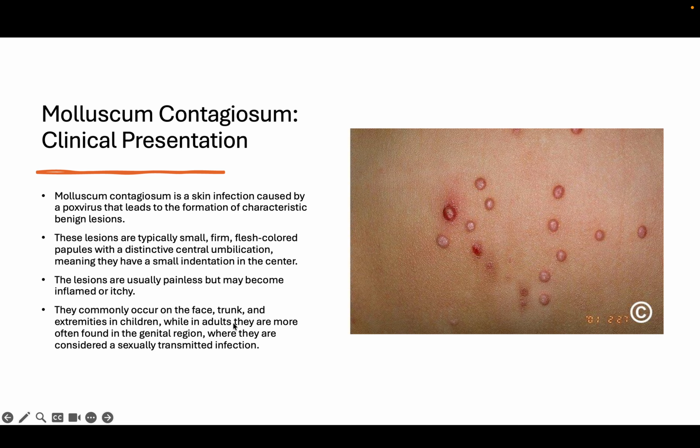They usually occur on the face, trunk, or extremities of children, but they can also occur in the genital regions, so they can also be transmitted sexually. So it's skin to skin contact, or just normal touch, but it could also be through sexual transmission.